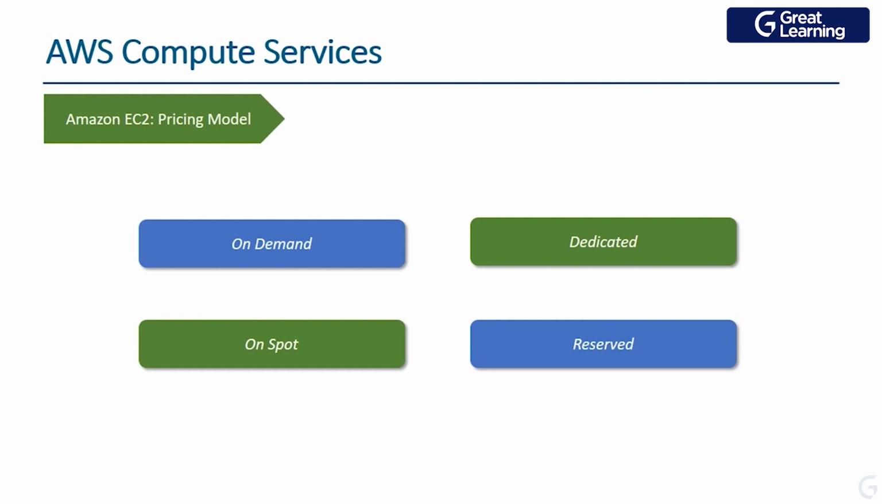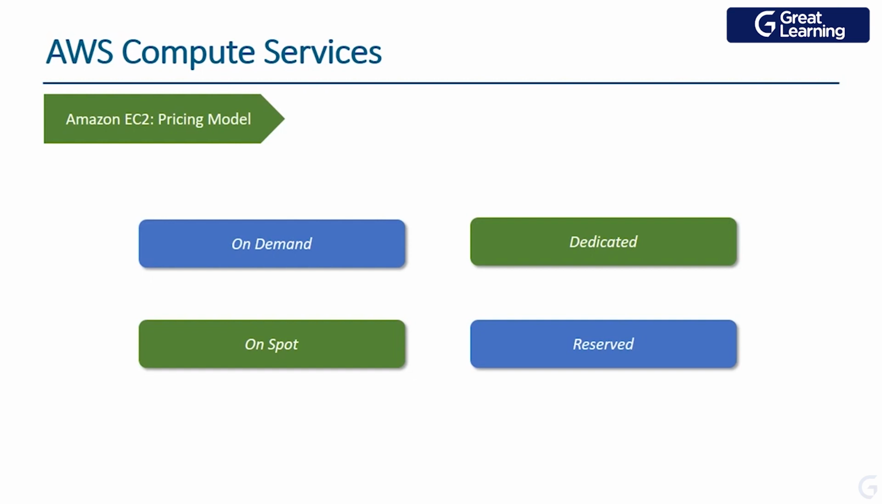Next is your dedicated instance. So a dedicated instance is an instance that is dedicated for a particular kind of application. You are a user and you say that I have a particular set of applications that I need to run, and I want this instance to be available only for my requirements. In that case, you go for a dedicated instance.